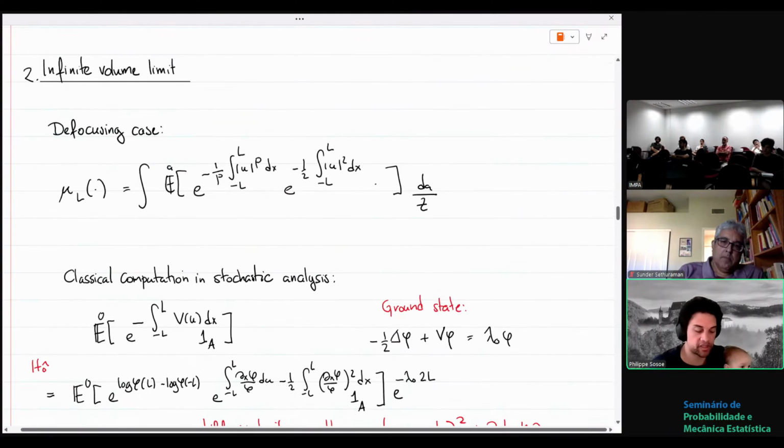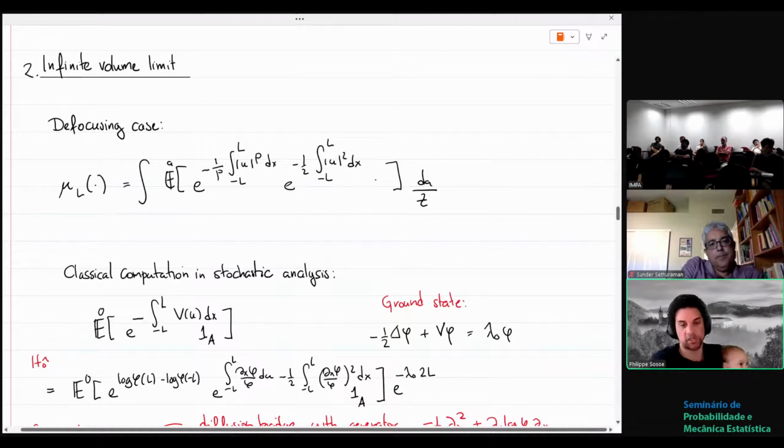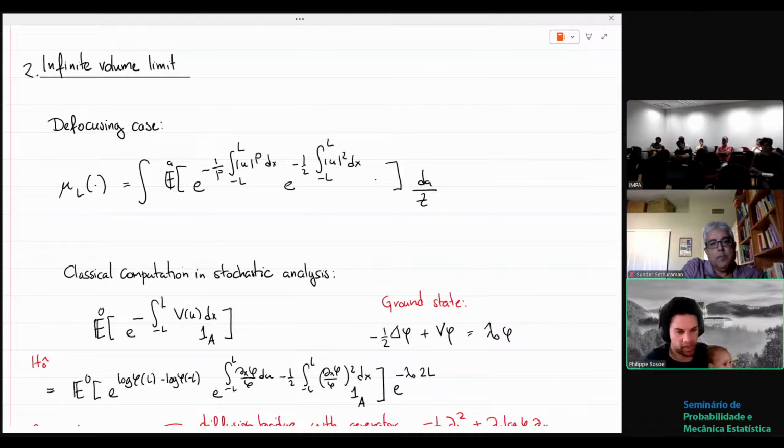What we're interested in, and Bourgain also got interested in this later, is what happens when we take the infinite volume limit. What happens to these measures when we take not a fixed circle, 0 to 2 pi, but a large circle of length 2L. So we're looking at the same object. Let's look first at the defocusing case. We start with a Brownian bridge. I don't know if I explained this. This is a Brownian bridge.